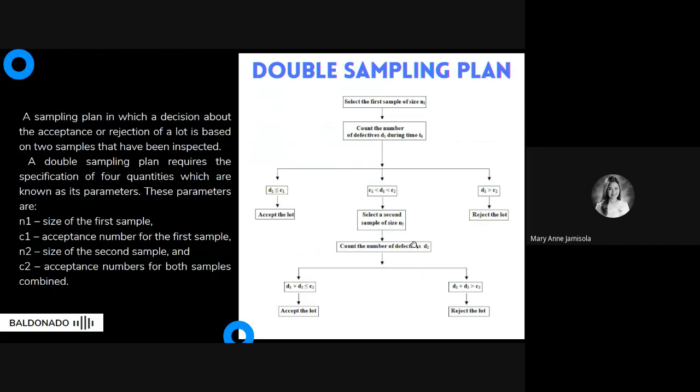So again, to recap, we have two control charts for attributes, and these are your P charts and C charts. Then for variables, we have the X bar chart and R chart.